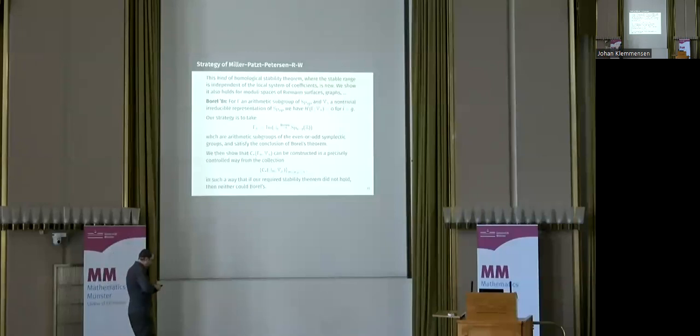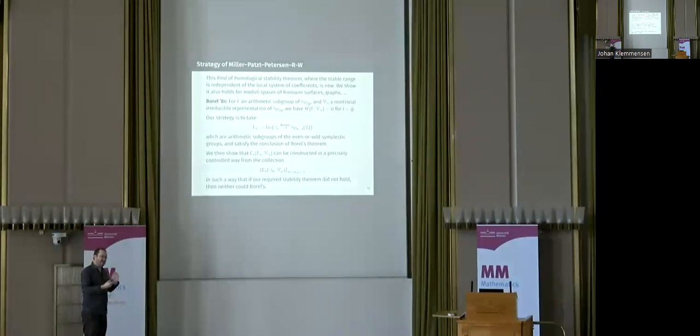And then the strategy is to say that if the homology groups of the braid groups B_m with coefficients in V mu didn't have this excellent stability property, then because the way we construct the gamma n's from the B_m's is so precise, neither could Borel's theorem be true. And so Borel's theorem is true, and so necessarily our groups must also have this excellent stability range.